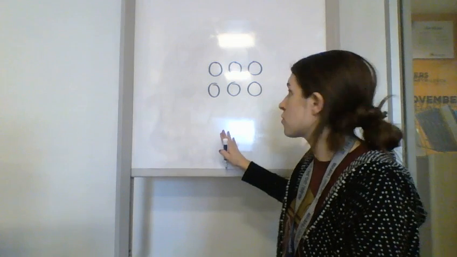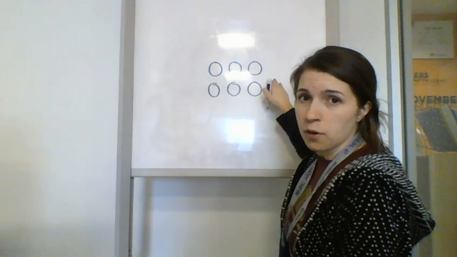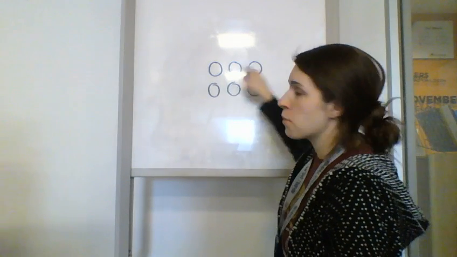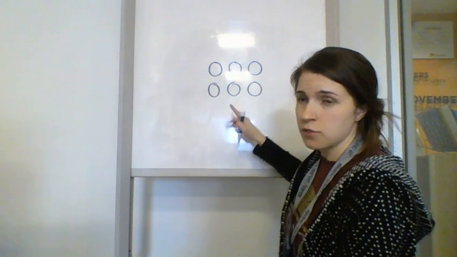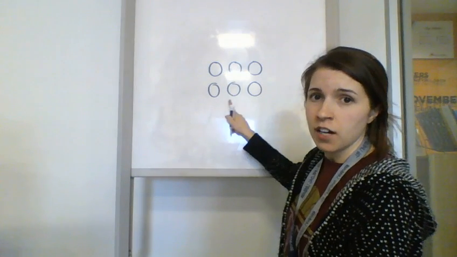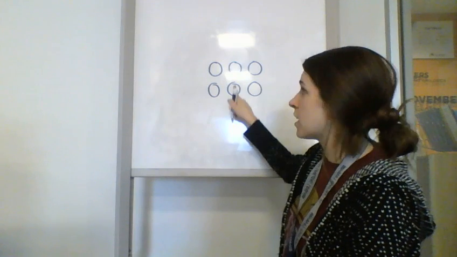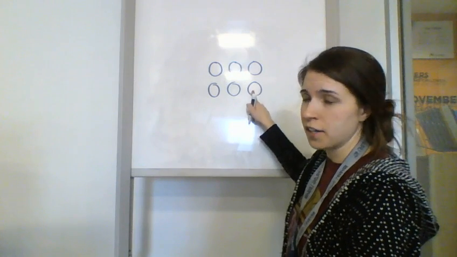You can see that there's rows. Remember, rows go left and right. So there's one row here, and then one row here. And columns go up and down. So there's a column here, another column here going up and down, and then a third column going up and down here.